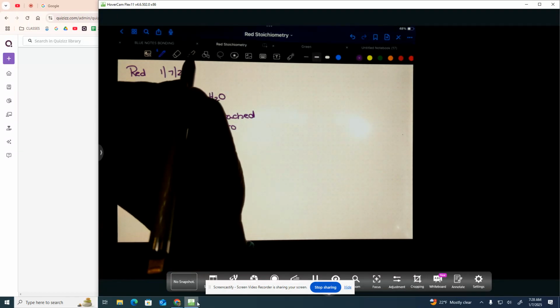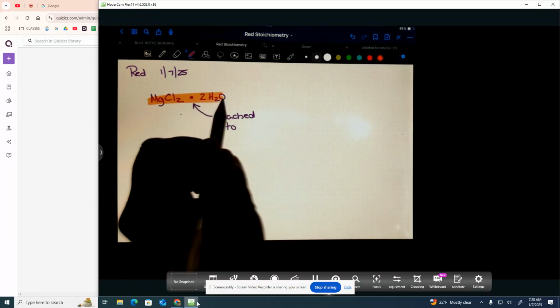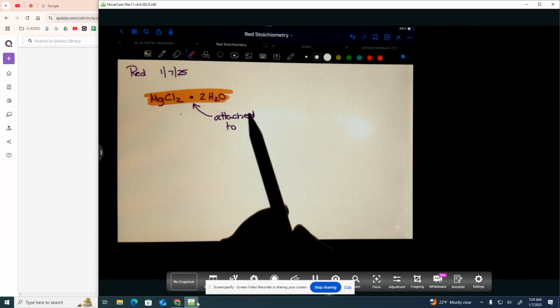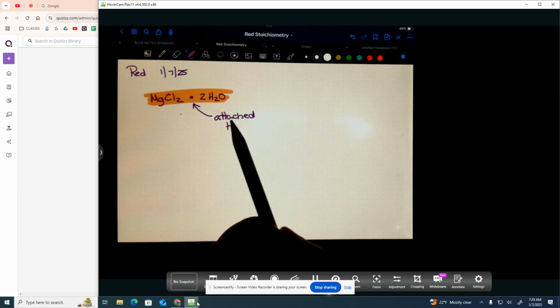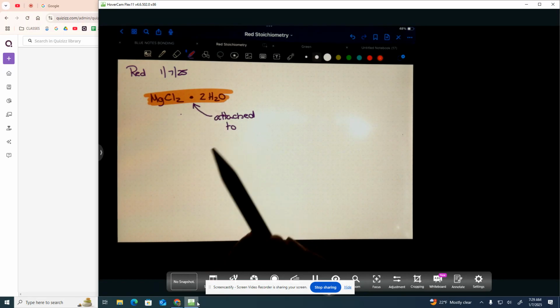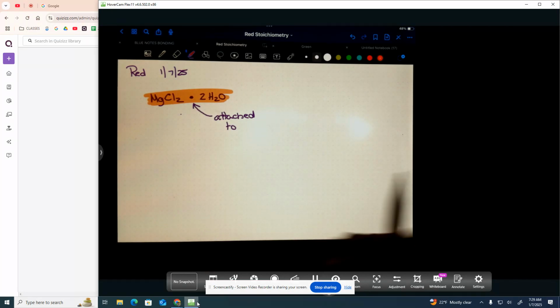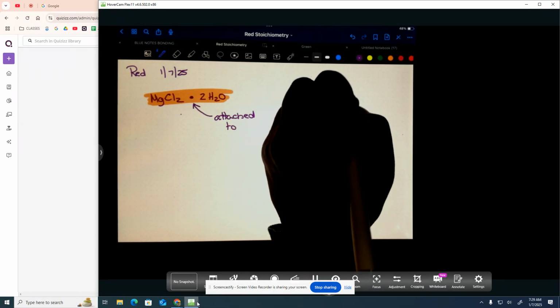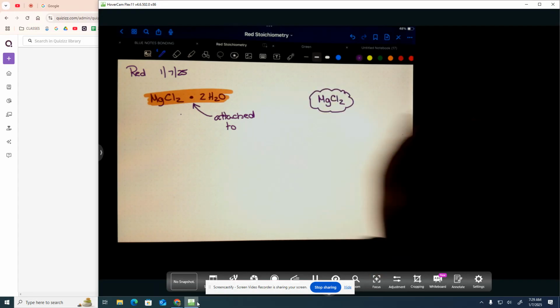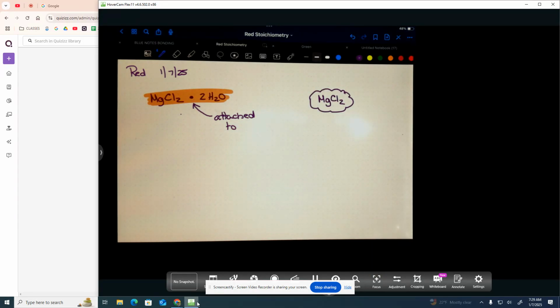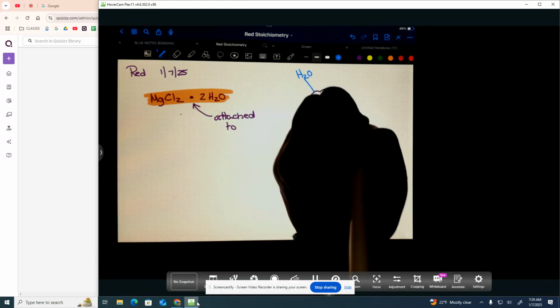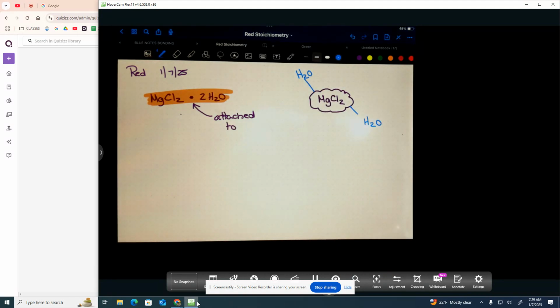This right here is called a hydrated salt. It's a hydrate. Why do we call it a hydrate? Because it has waters attached. How many groups of water are attached to this salt? 2. So if we diagram it out, it would look like this. You have your magnesium chloride. I like to put it in clouds. You don't have to put it in a cloud. It just makes it pretty for me. Okay? And you've got 2 water molecules that are attached to that magnesium chloride.